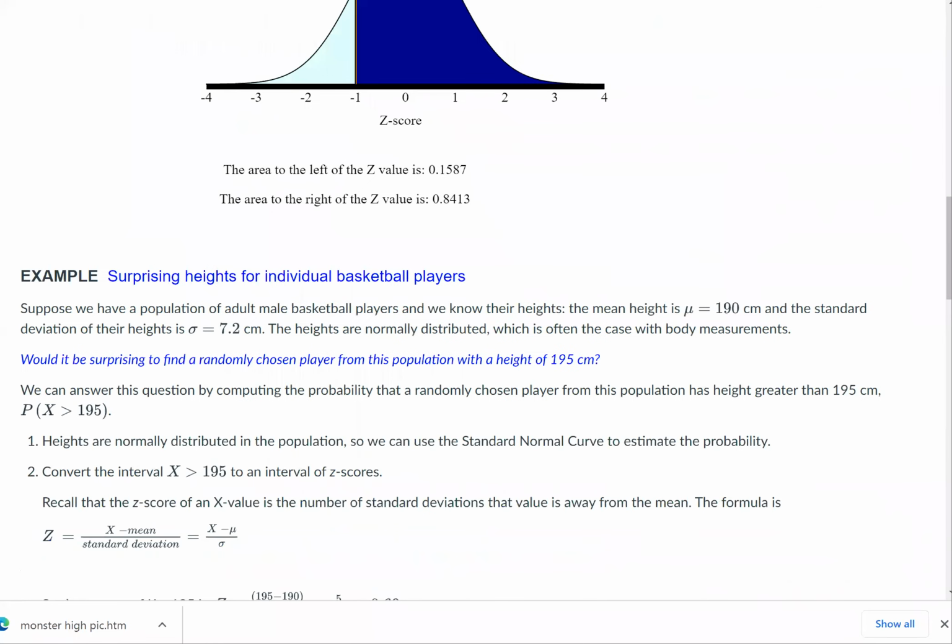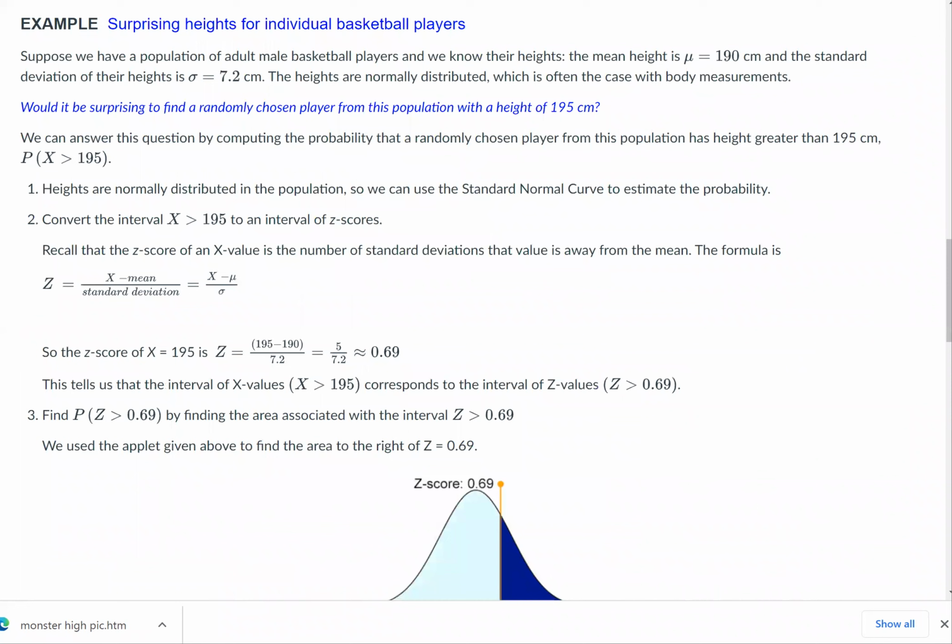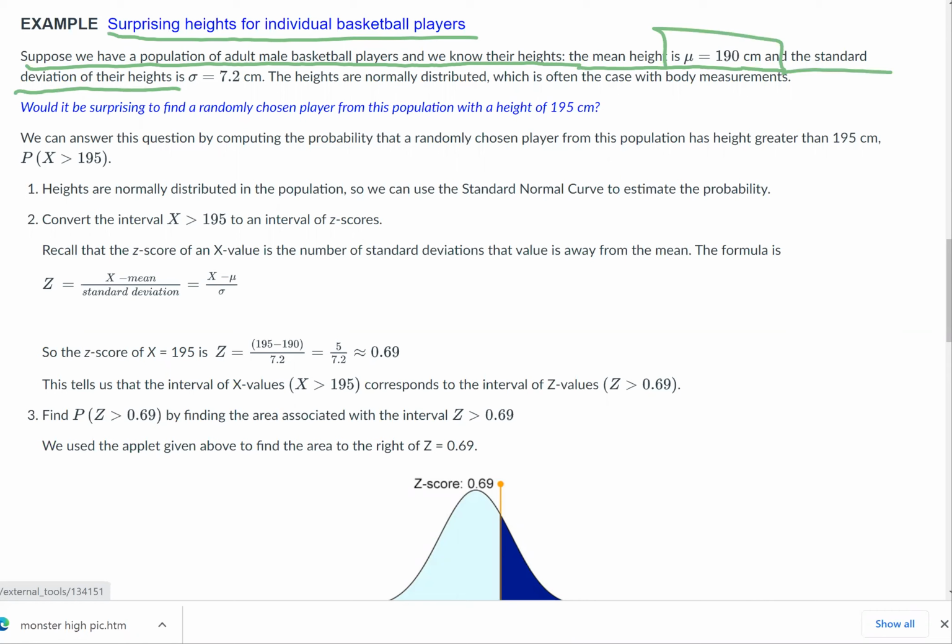Let's look at an example and we'll actually use that applet. We'll look at surprising heights for individual basketball players. Suppose we have a population of adult male basketball players and we know their heights. The mean height is mu equals 190 centimeters, and the standard deviation of their heights is sigma equals 7.2 centimeters. The heights are normally distributed, which is often the case with body measurements. Would it be surprising to find a randomly chosen player from this population with a height of 195 centimeters?